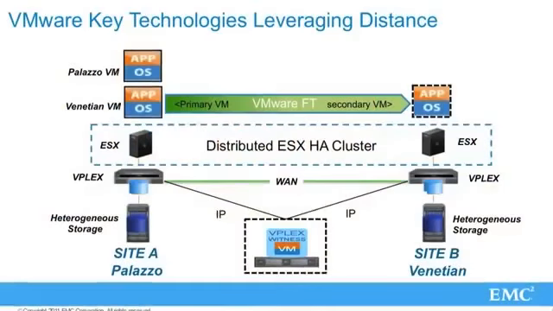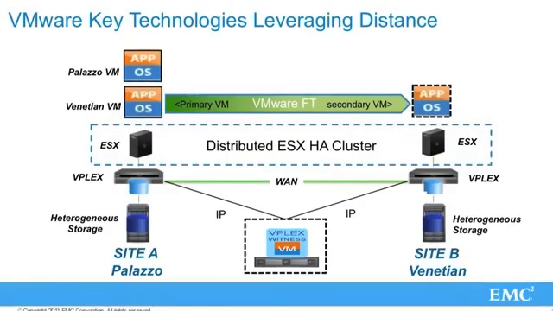So why don't I show you my second slide. So here you can see, we have the same two VMs. And in fact, we've now called the top VM the Palazzo VM and the bottom one the Venetian VM. The Venetian VM is fault tolerance, but now that's sat on top of a Vplex Metro environment. So that's a distributed HA cluster. This gives us continuous availability over distance, whereas the Palazzo VM is high availability over distance.